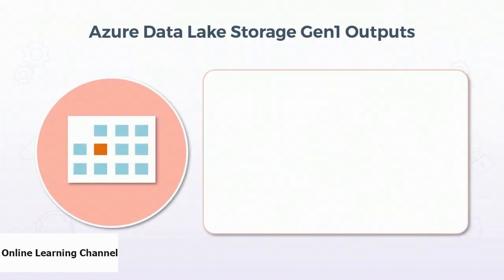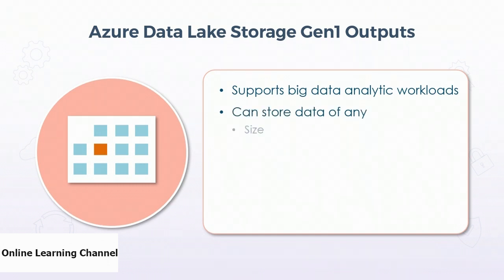Stream Analytics supports Azure Data Lake Storage Gen 1 as an output. Azure Data Lake supports big data analytic workloads, meaning it can store data of any size, type, or ingestion speed. This is ideal if you want your Stream Analytics to output events which feed big data analytics downstream. It's important to note that Stream Analytics must have the proper permissions to Azure Data Lake Storage in order to write to it.